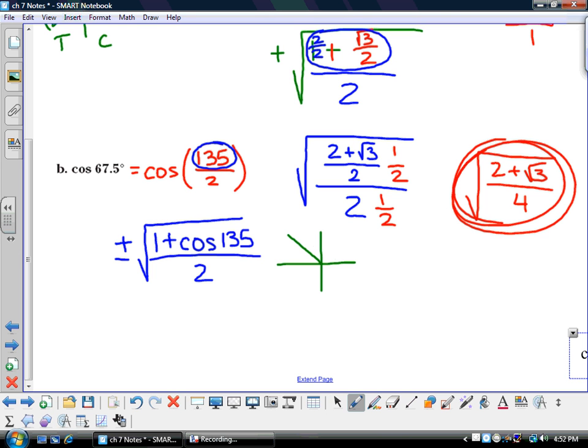135 degrees is here. The reference angle for 135 is 45 degrees. So I need to draw a 45, 45, 90 right triangle and find out that the cosine is 1 over square root of 2 or square root of 2 over 2.